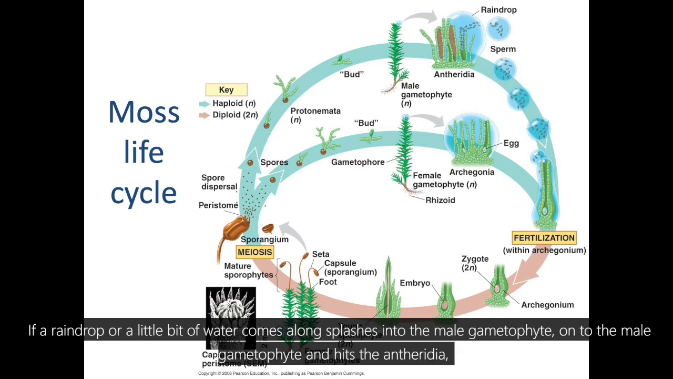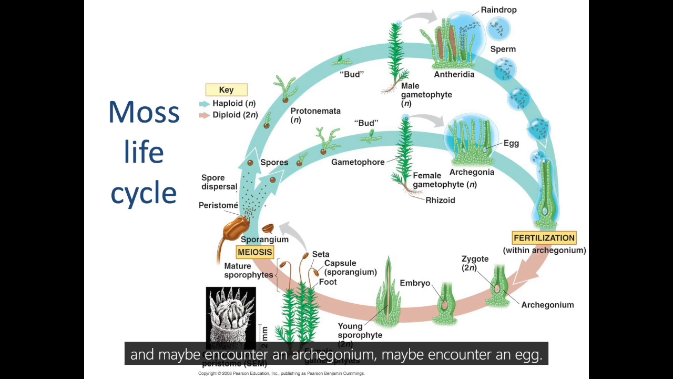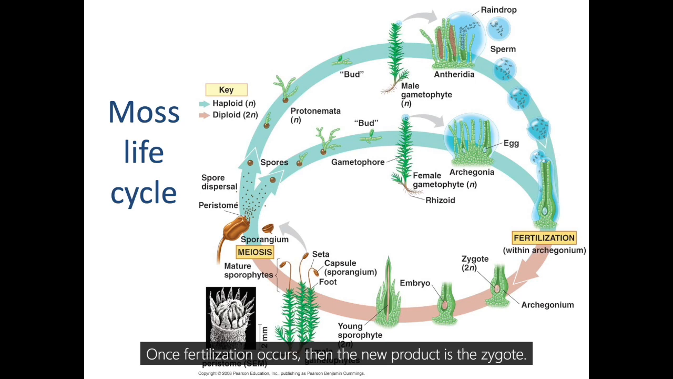If a raindrop or a little bit of water comes along, splashes onto the male gametophyte, and hits the antheridia, then the sperm can be released and travel with that raindrop or with that little rivulet of water, and maybe encounter an archegonium, maybe encounter an egg. And if it does, then it can swim down the neck of that archegonium and fertilize the egg. Once fertilization occurs, then the new product is the zygote.